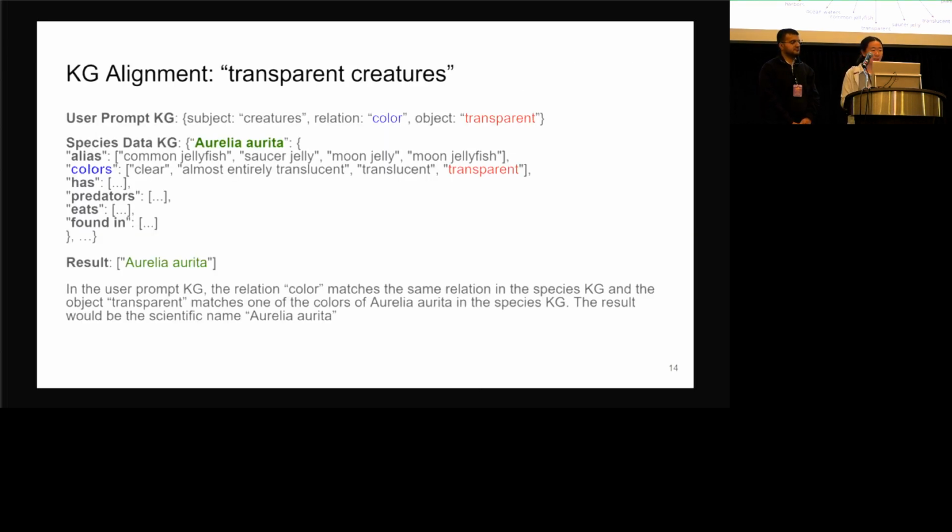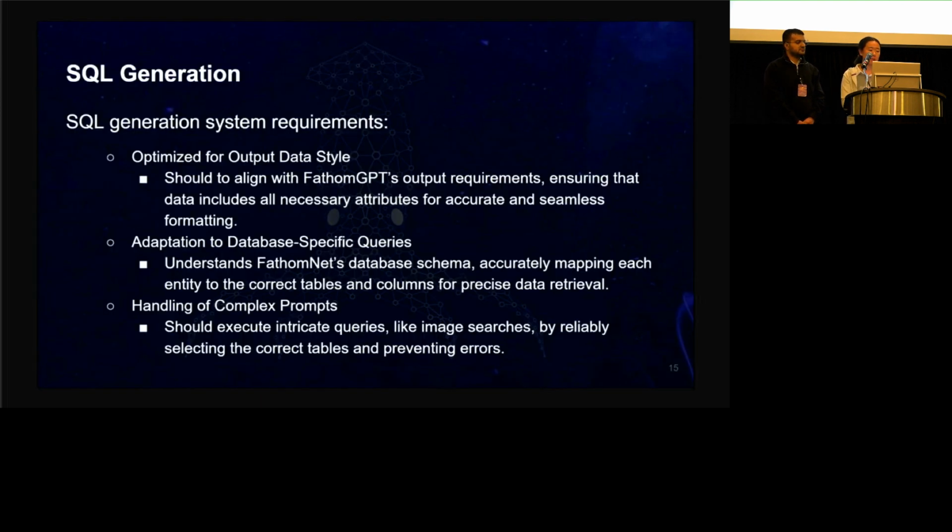For example, if the user wants to find transparent creatures, the prompt would get converted into a knowledge graph that looks like this, with a subject, relation, and object. And it would find the object transparent inside the species KG to align it with one of the species. And it's able to see that Aurelia aurita is one species that contains the color transparent. And it would then output the scientific name for that. And now Naveen would describe additional technical innovations.